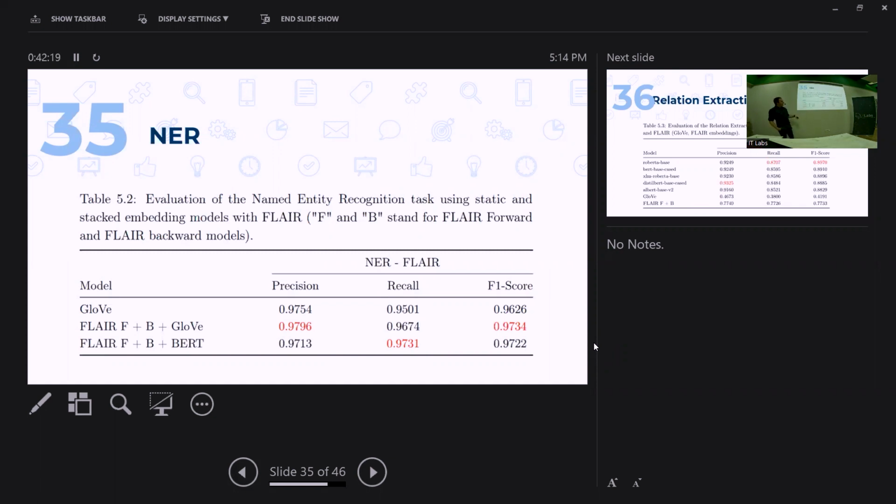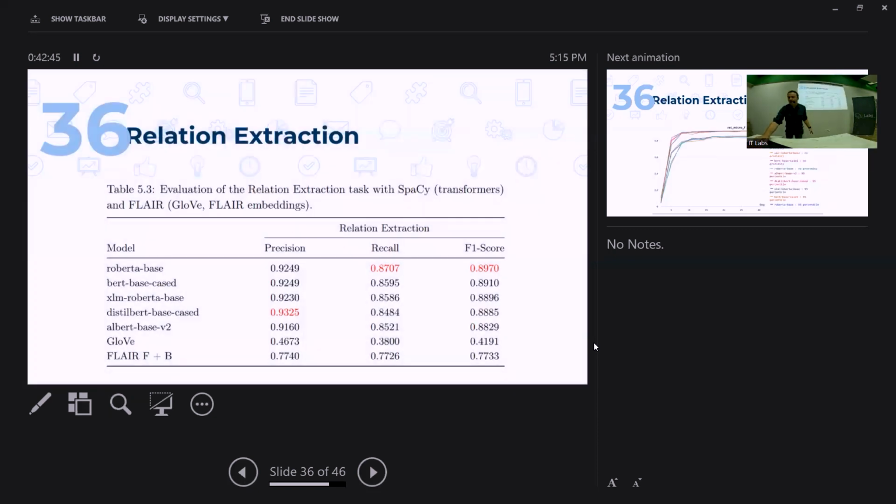Here is a combination: Facebook has trained a contextual embedding in a forward and backward direction, and we stacked the non-contextual above it. This was maybe the best result we got with the Flare library. Also, instead of GloVe, we used BERT and had similar results. So the conclusion is that for the NER task, we don't need the heavyweight model.